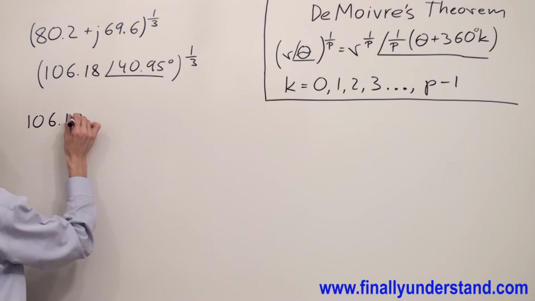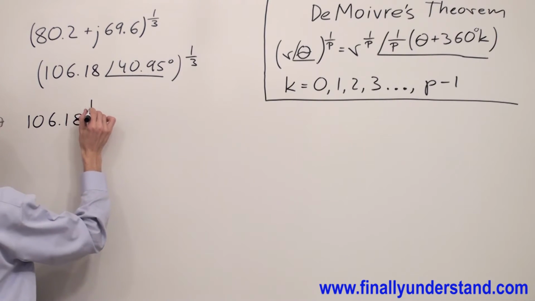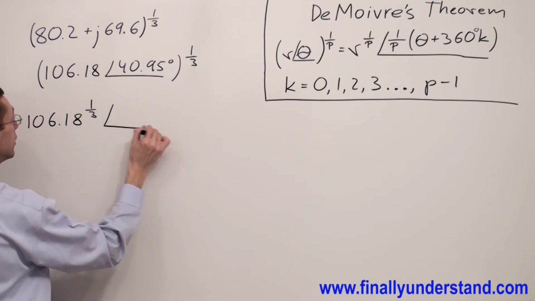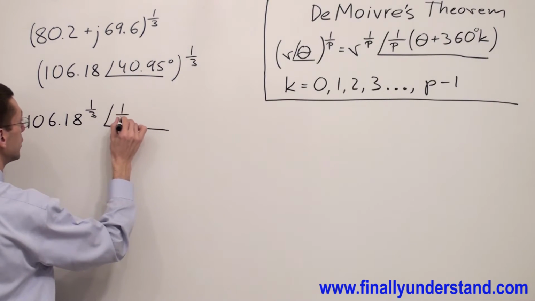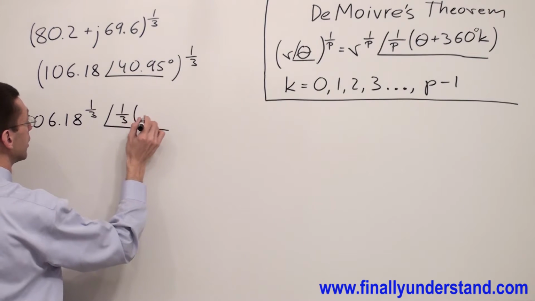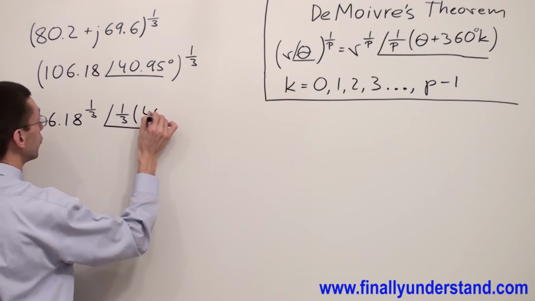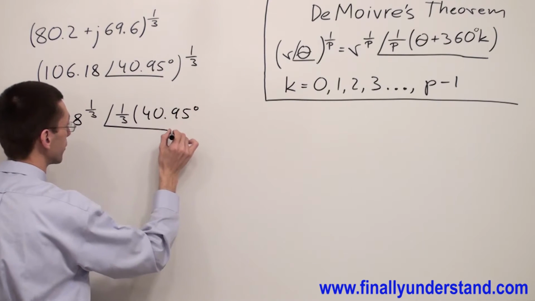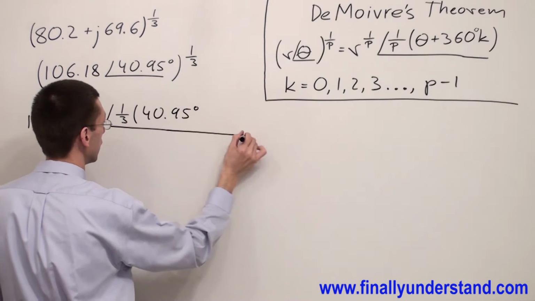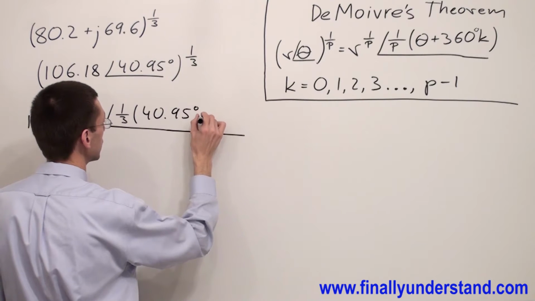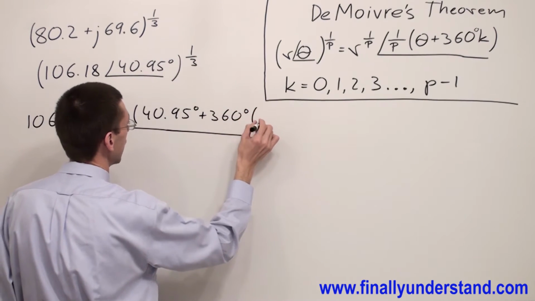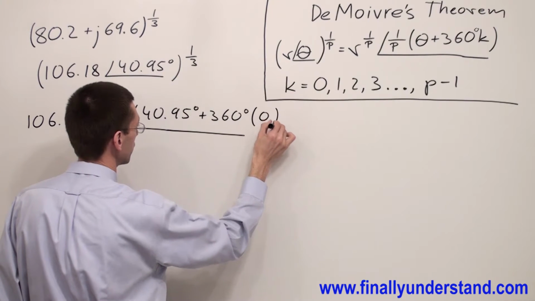106.18 to the power 1/3, and we have angle 1/3 and angle 40.95 degrees plus 360 degrees times k, where k is 0.